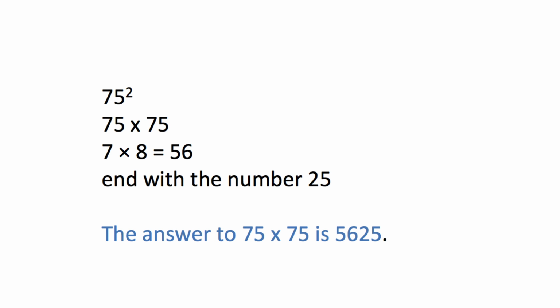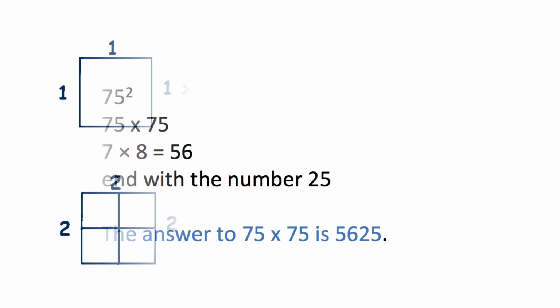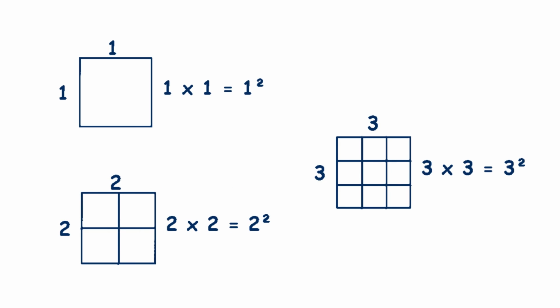How about the square of 75, which is 75 squared? Well, the answer must begin with 7 times 8 equals 56 and end with 25. So, it is 5,625.